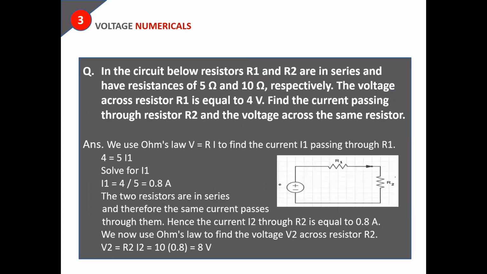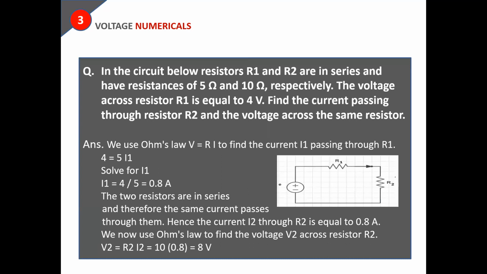In the circuit below, there are two resistors and one power source. R1 is equal to 5 ohms and R2 is equal to 10 ohms, and the voltage given directly to R1 is 4 volts, and they asked to calculate the voltage across the other resistor. So using Ohm's law, V = IR, we have to know the current passing through R1. So we know the voltage, we know the resistance, so it is easy to calculate the current. I = V/R, which gives us I = 0.8 amperes.